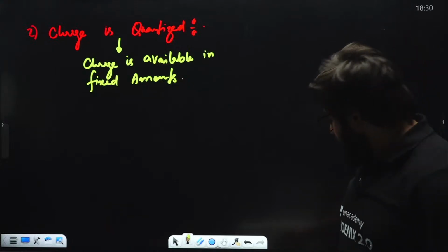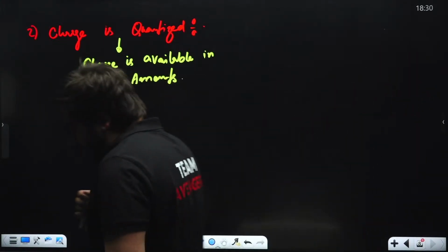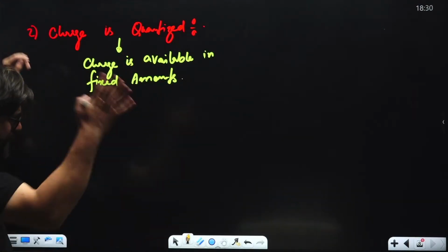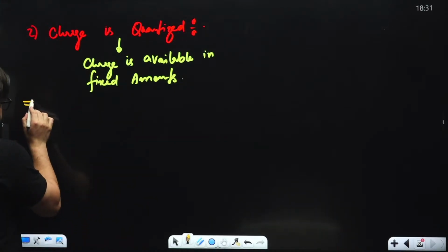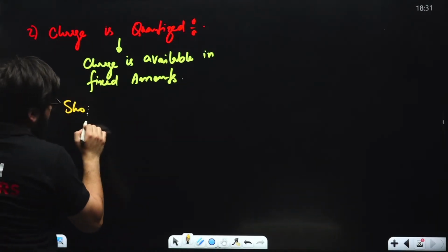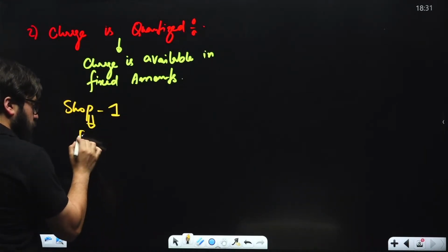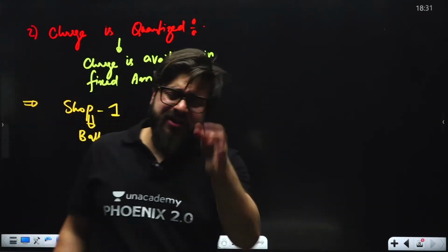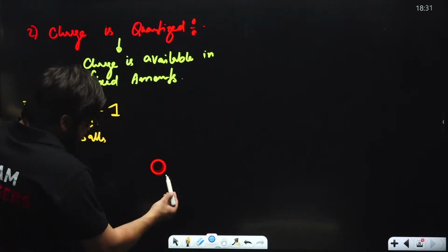Okay. Now, my dear friends, listen to me very carefully. How do we exactly define the quantization? Charge is available in fixed amounts. What does that mean? I'll tell you. Let's suppose I have shop 1 over here. This shop is selling cricket balls. And I went to the shopkeeper. I asked him, give me the smallest ball possible. He said, take this one.